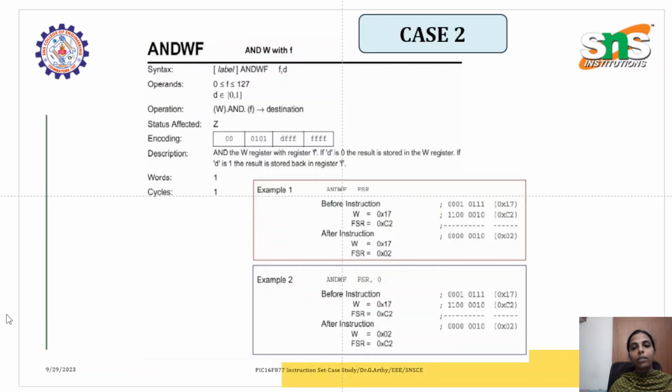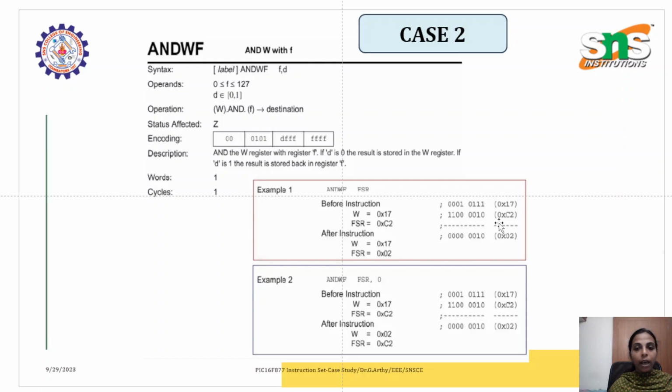This is one case. Now let us look into another case, that is an AND operation, the logical operation. So AND WF, obviously it denotes that an AND operation takes place between two data. One is in the W register, or the working register, and the second one will be in the file register, FSR. Now see here, one data is available. This is the instruction. One data is available in the working register. Another data is available in the file register. And an example is being given here.